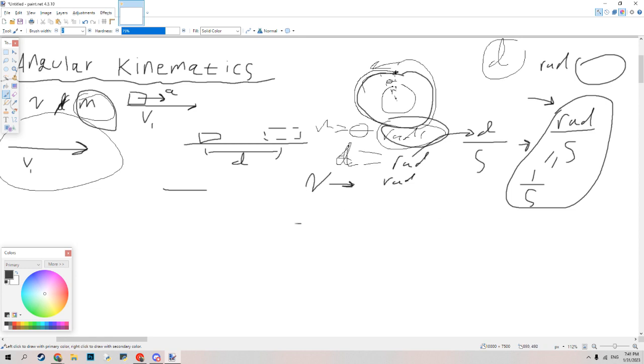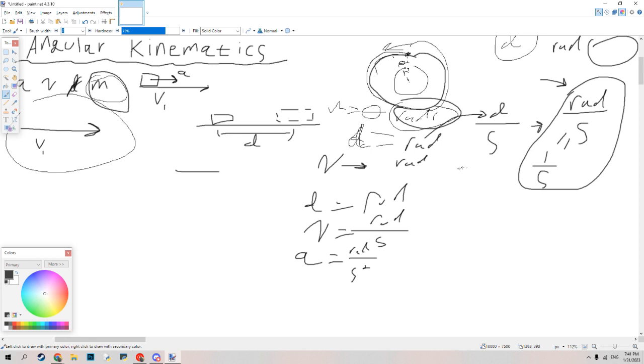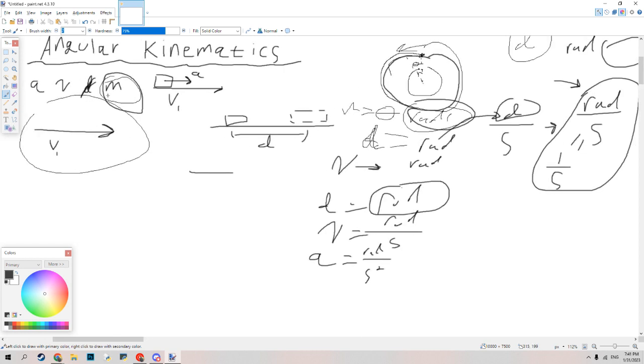So to recap, distance equals radians, which means that velocity is radians over seconds. And likewise, acceleration would be radians over seconds squared. Nothing new here. You're just replacing distance with radians. That really needs to be grounded into someone's head, because it really helps to simplify this seemingly difficult subject into something with which you have more experience.